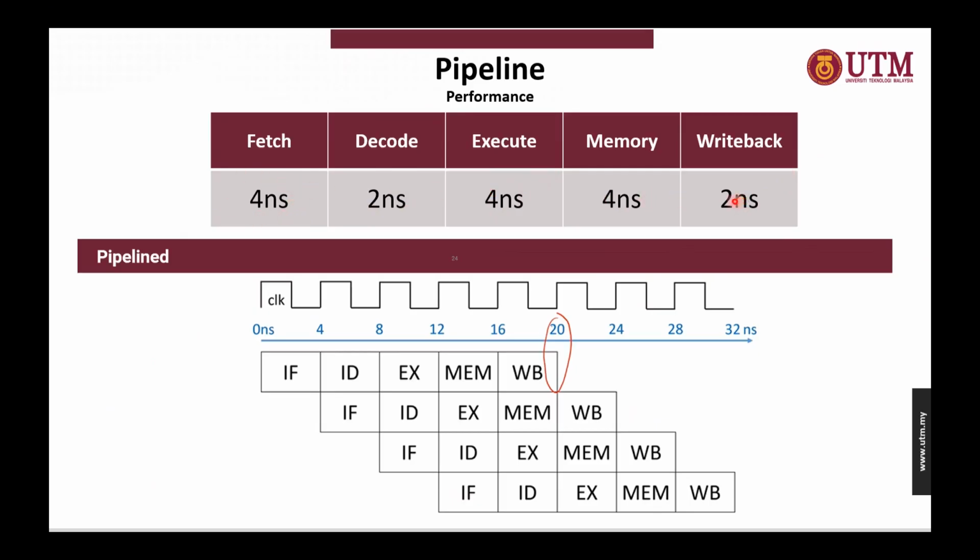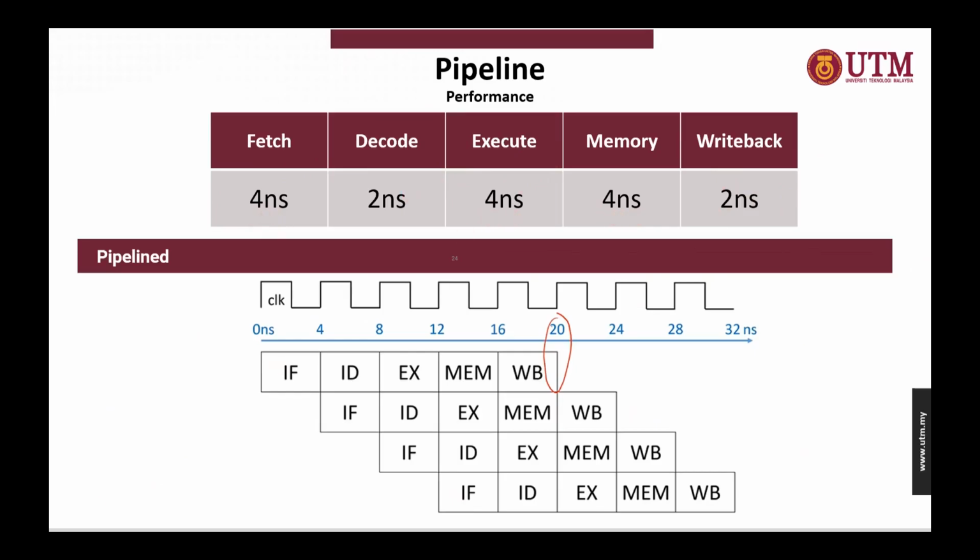How to make the time the same across these 5 stages: you need to find the longest, or maximum, time among the 5 stages. The maximum time from these 5 stages is 4 nanoseconds.